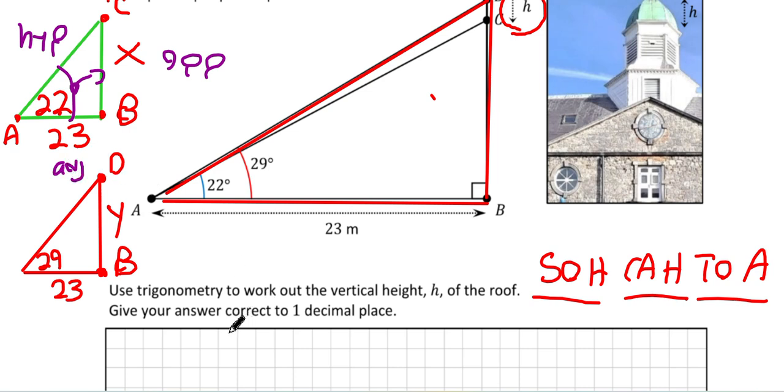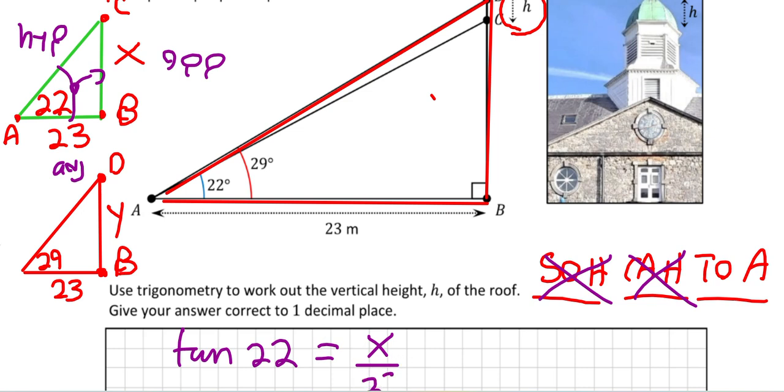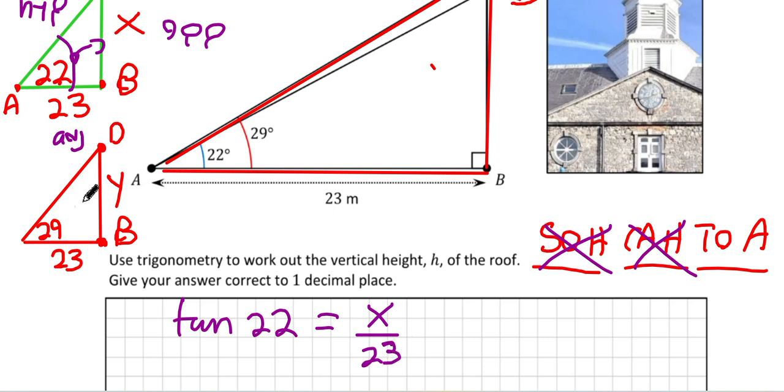What function should I use and why? Should I use sine, opposite and hypotenuse? No, because I'm not using hypotenuse. Should I use cos, adjacent and hypotenuse? No. What option's left over? Tan. Tan, the angle is 22 degrees. It equals opposite divided by adjacent, right? So it's going to be X over, anybody? X over 23. Yeah. And what about the other triangle?